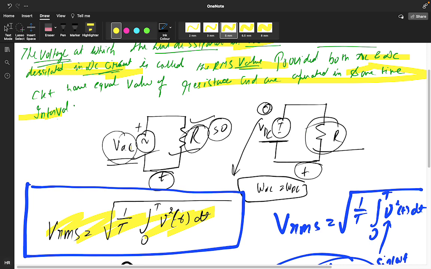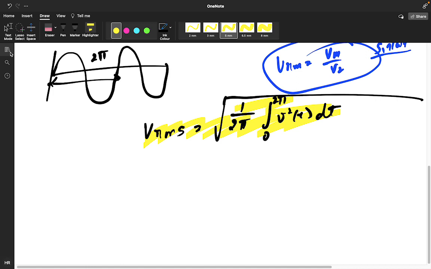Means you are applying a particular AC voltage, and whatever heat energy you are getting across at some particular time, like 2 seconds, 3 seconds, suppose you are getting 50 watt of heat loss. If you apply a DC voltage, at what DC voltage do you get the same result? Then that DC voltage is the RMS value of this AC voltage. Okay, Prasanna, it's clear? Yeah.